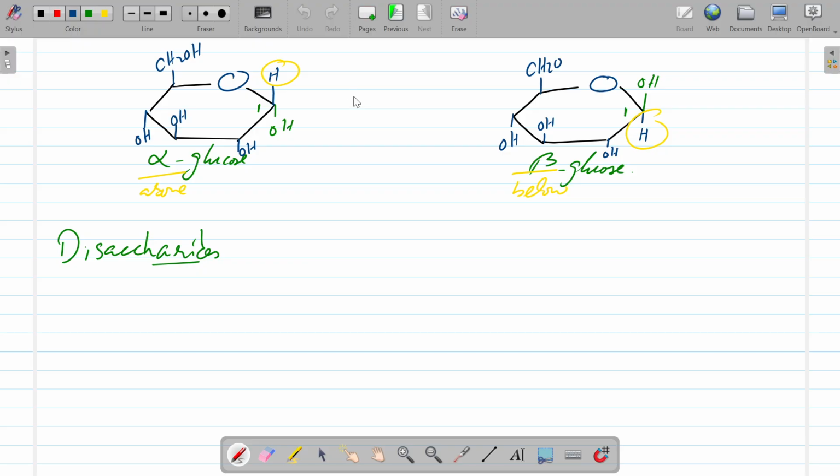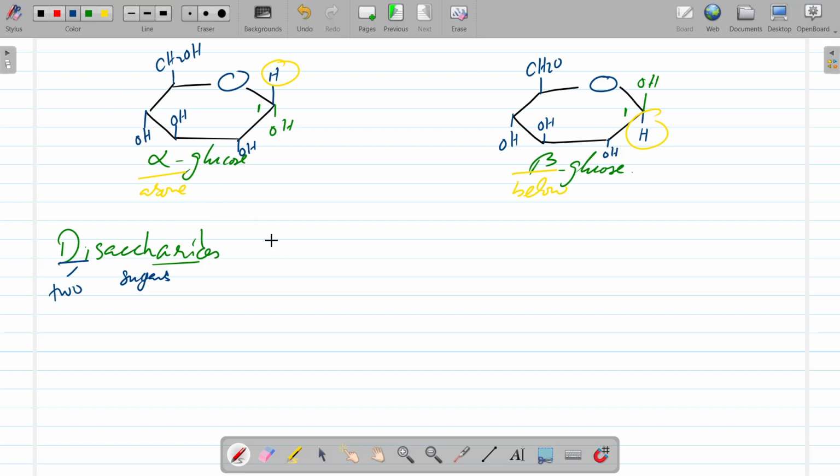Now today we will talk about disaccharides and polysaccharides. Right, so disaccharides, as the name suggests, are two molecules of sugar that have bonded together. The di, as we are familiar with, is two, and the saccharide is sugar, a sugar molecule.